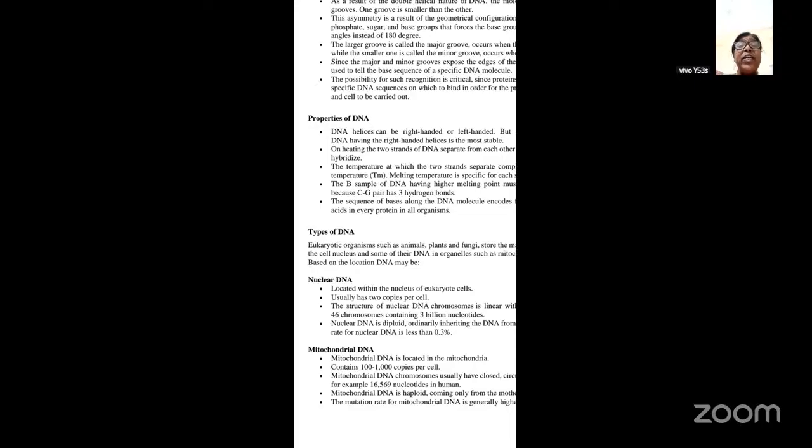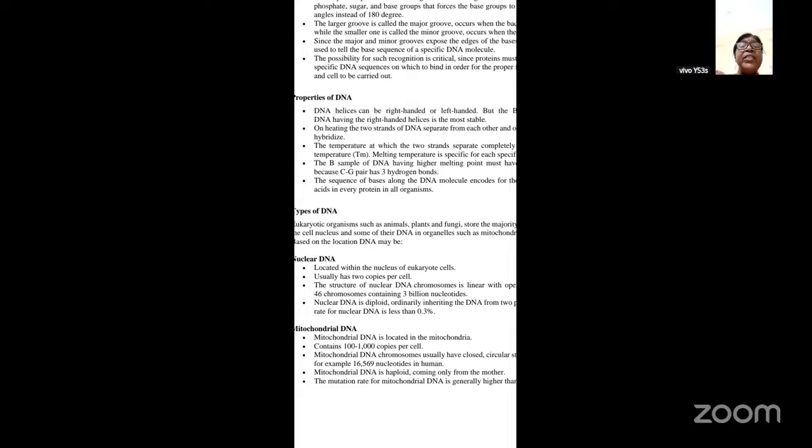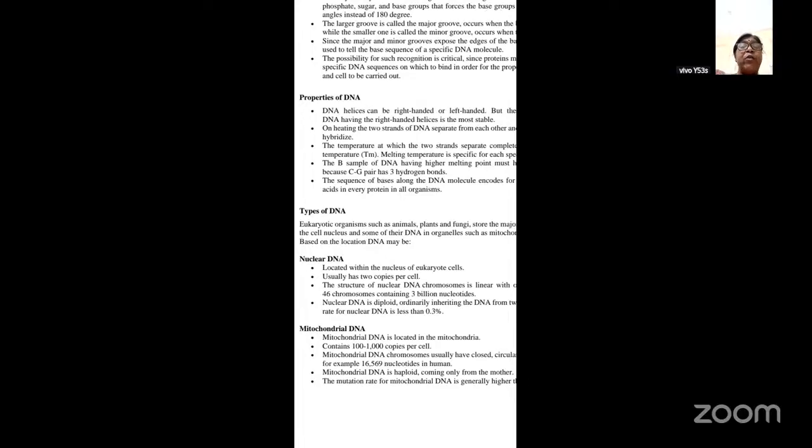The two strands of the DNA can be separated from each other, and on cooling, again the two strands will come close together and try to hybridize. The temperature at which the two strands separate completely is known as the melting temperature. At the melting temperature, the two DNA strands separate, and the melting temperature is specific for each specific sequence. The B sample of DNA having a higher melting point must have more CG content because of CG bonds.